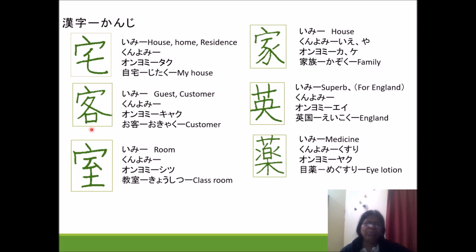My dear friends, all four kanji are made with Ukanmuri. This radical is called Ukanmuri. If you go through the kanji video, you will get details of the radical. Meaning of this kanji, super, and this kanji is used for England. Kunyomi, nothing. Onyomi, ei. Eikoku, England. Eigo also, this kanji. Meaning of this kanji, medicine. Kunyomi, kusuri. Onyomi, yaku. Megusuri, eye lotion. When kusuri is used after the me kanji, the reading will be megusuri. Ku changes to gu. So megusuri means eye lotion.